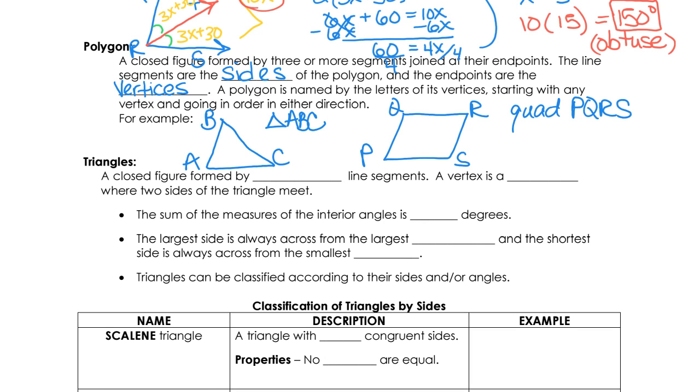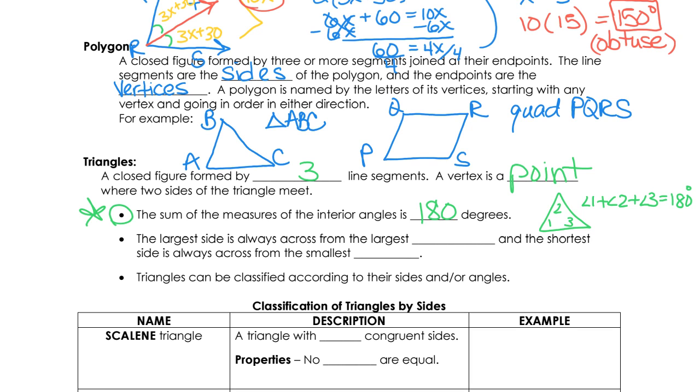So a triangle is a closed figure formed by 3 line segments. A vertex is a point where 2 sides of the triangle meet. This is an important one. We talked about this in the last packet. The sum of the measures of the interior angles is 180 degrees. So in our triangle, if we had 3 angles, angle 1 plus angle 2 plus angle 3 equals 180. Can't have 2 angles add up to 180. It's got to be all 3 of them.